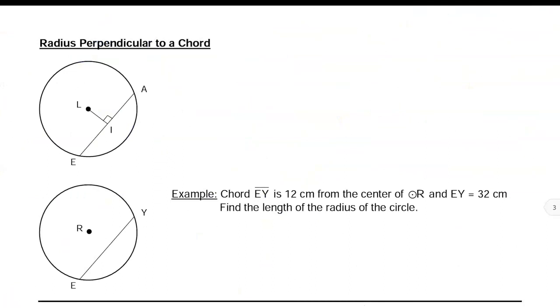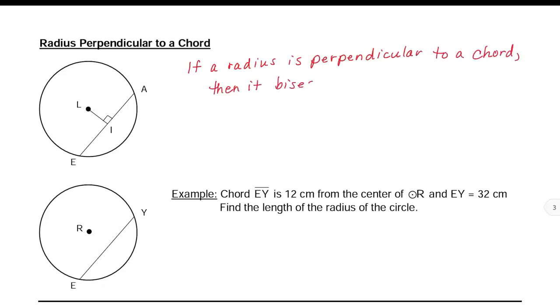Theorem number 2 is about a radius perpendicular to a chord. If a radius is perpendicular to a chord, then it bisects the chord. In the diagram on the left, we are shown that the radius, so that's the segment coming out of point L, coming out of the center of the circle. If the radius is perpendicular to the chord, then it bisects the chord. So that means segment AI is congruent to segment IE.